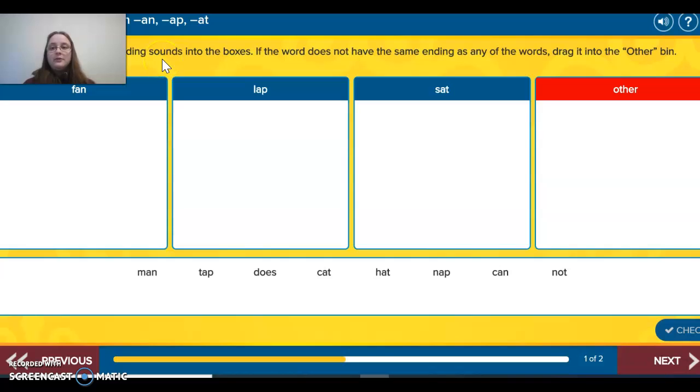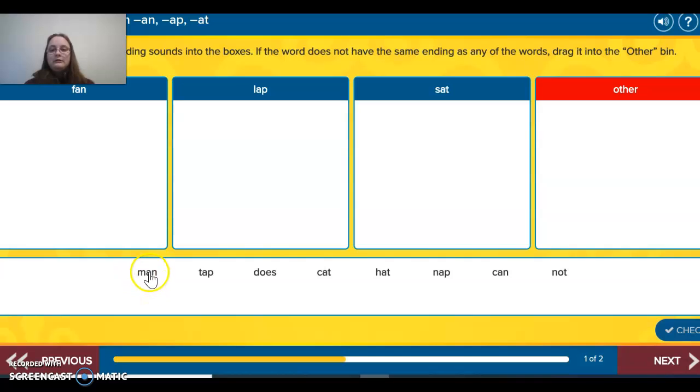Okay, friends, so remember, this week we have our short A spelling words, and they all fall into the an, ap, or at family. So remember, an is spelled A-N, ap is spelled A-P, and at is spelled A-T. And then we have those 2 high frequency words that fall into this other category. So we have an, which is A-N on the end. So this says an.